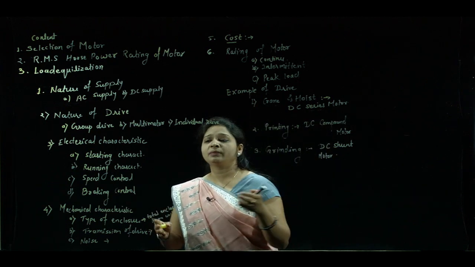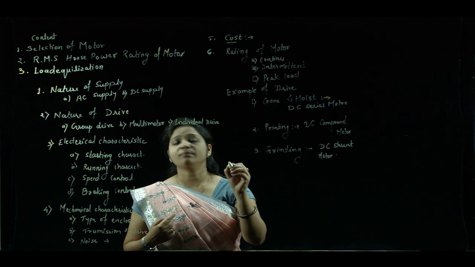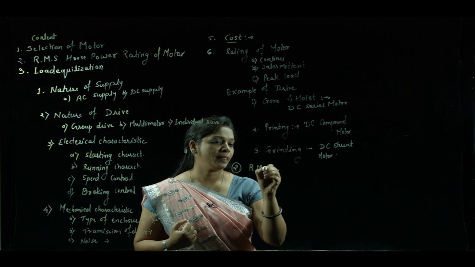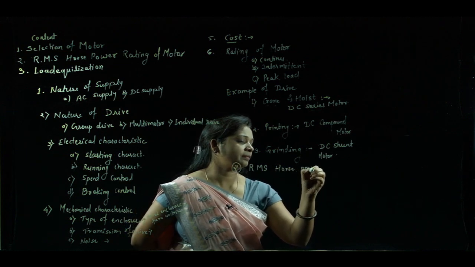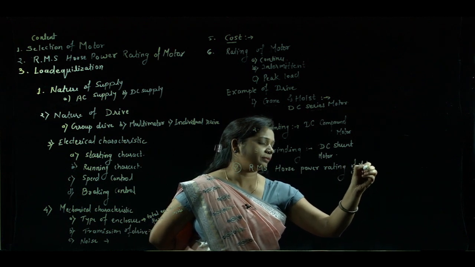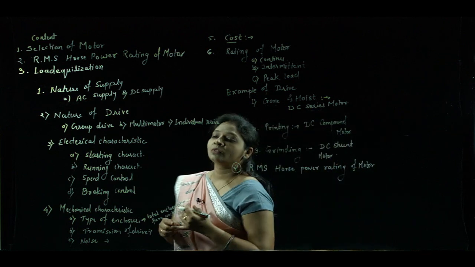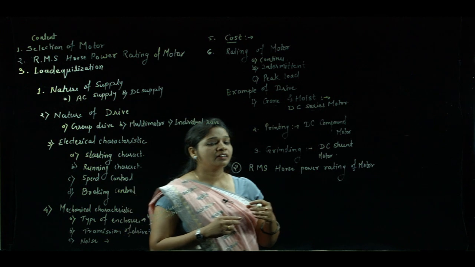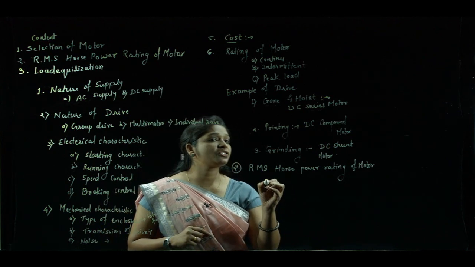So that is all the selection parameters we consider while selecting the motor. Next, the second part is RMS horsepower rating of motor. In many applications or industrial drives, for example rolling mills, electric shovels, hoist, lifting, as the load changes, the rating of the machine will change. So we select a machine rating on the basis of the load.